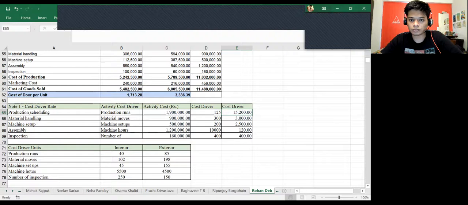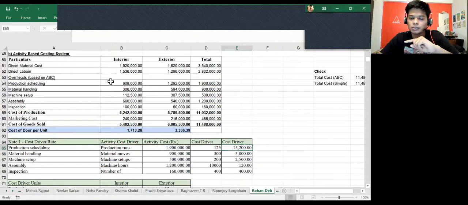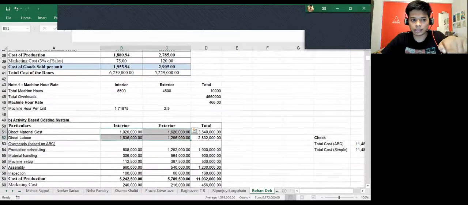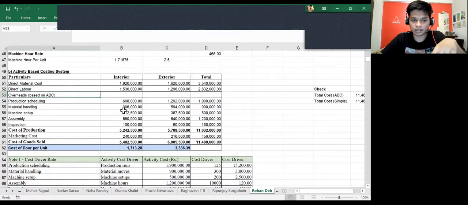Okay, so in activity costing, if you recall, there are two steps. One is calculating the activity based cost driver rate, and then multiplying that cost driver rate with the cost driver units that are used for that product. So in this case, I've calculated the total cost of the door and then divided it by the number of doors to find the cost per door. This is the same as before. In both activity based costing and traditional costing, the direct material and direct labor are the same, so in both cases that will be the same. Overheads is the only thing that will change.